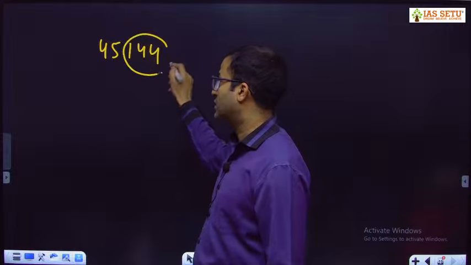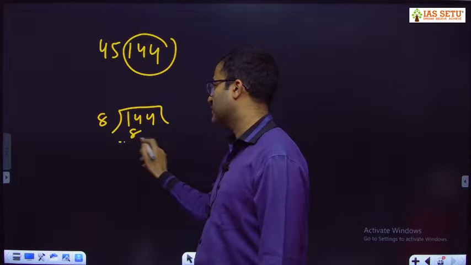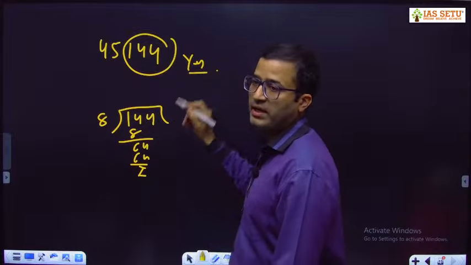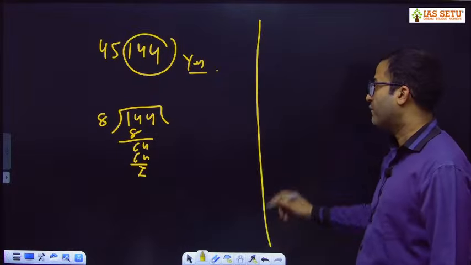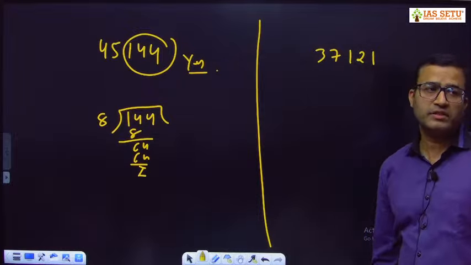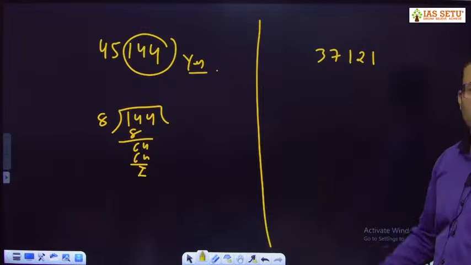We check the last 3 digits, 144. You try to divide by 8: 8 8s are 64, yes. This number is divisible by 8. Like for example, I take 37,121. It is asked whether this number is divisible by 8, yes or no. No, because the last 3 digits are not divisible by 8.